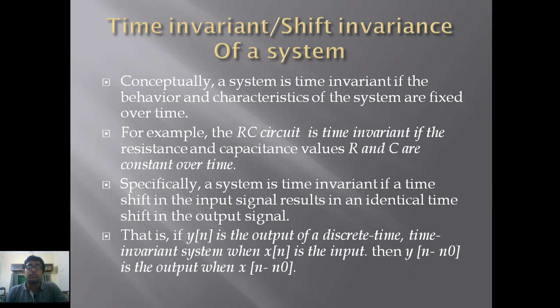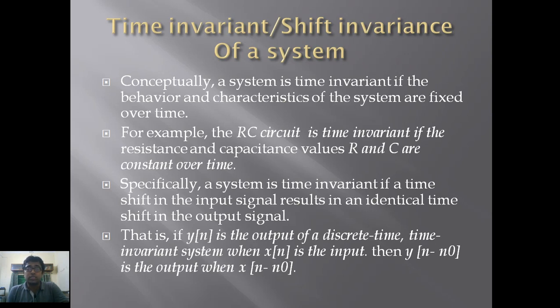As we can see in this slide, the definition of time invariance or shift invariance of a system has been written here. Conceptually, a system is time invariant if the behavior and characteristics of the system are fixed over time. It means that with the flow of time, the characteristics of this system will be unchanged. That's the basic definition of time invariance or shift invariance of a system.